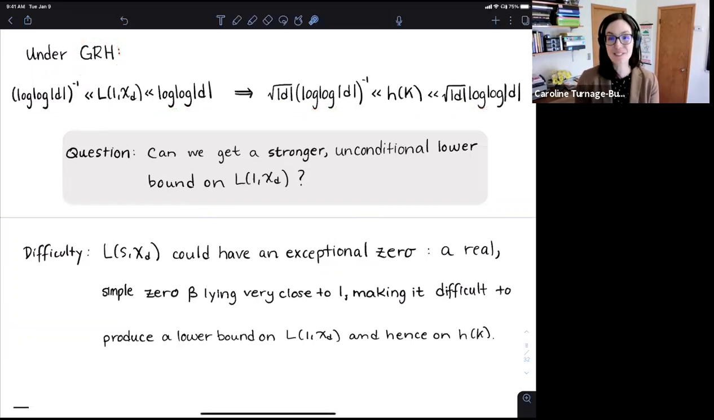And so this is where things get really interesting. The L function could have one of these exceptional zeros. And if it exists, it's real, it's simple, it's very close to 1. And therefore it makes it difficult to get a lower bound on L of 1 and hence on the class number. So wrapped up in all of this with the class number is these special values of L functions.